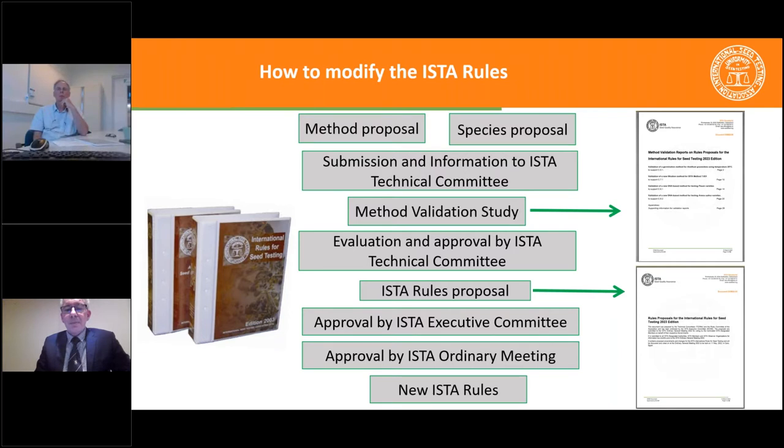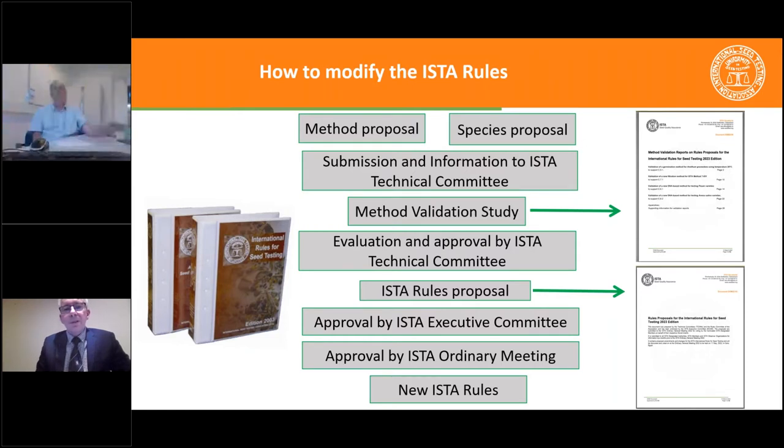The last steps in that process are that the rules proposal is approved by the ISTA executive committee, to be sent to the annual meeting or the ordinary general meeting, which occurs within the annual meeting or Congress, for approval by the ISTA designated voting members. If that approval is received, it becomes a new ISTA rule.